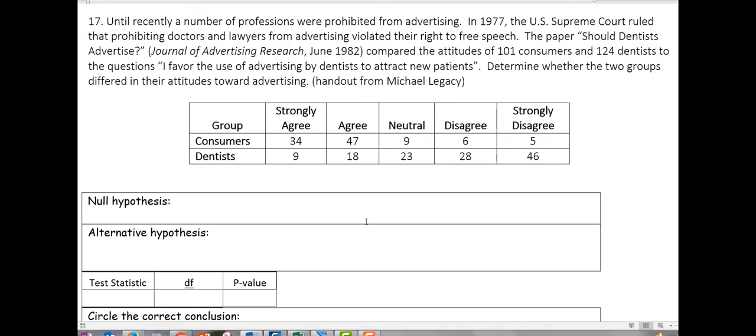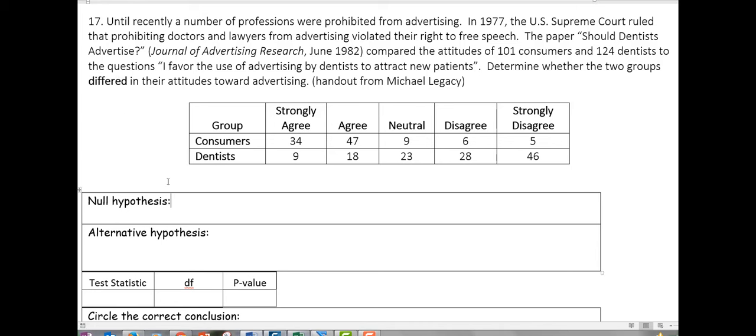Okay, so we're given two different groups, several different categories. This is a good example of a chi-square, and go back to the wording, looking for either the words same or different or independent or dependent. And so right here, it says differed. So that is a giveaway that we're looking at a homogeneity test.